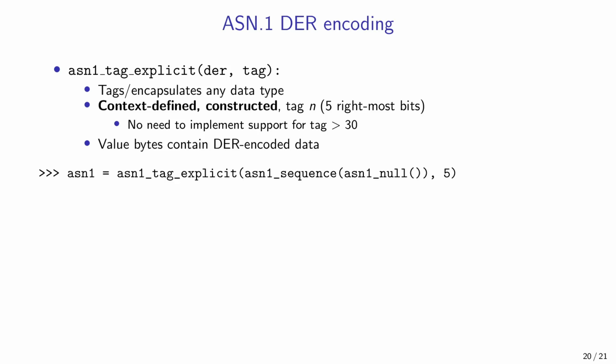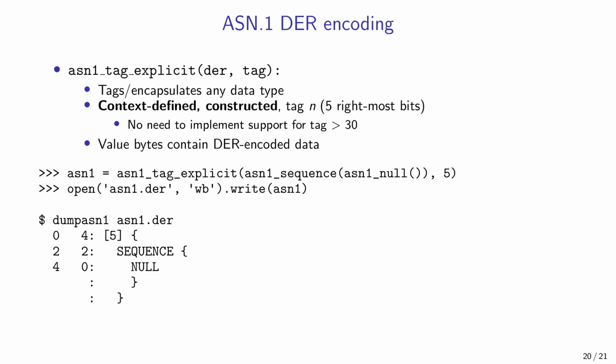Here is an example. Let's say we have a sequence which contains a null value and we want to tag it using the tag number 5. So this is how we will call our encoder functions, and as a result, this variable asn1 will contain the encoded tag data. This value we can then write in a file named asn1.der and dump it with asn1dump. And this is what we will see. Sequence containing null tagged with tag value 5. Okay? All right. Very good.